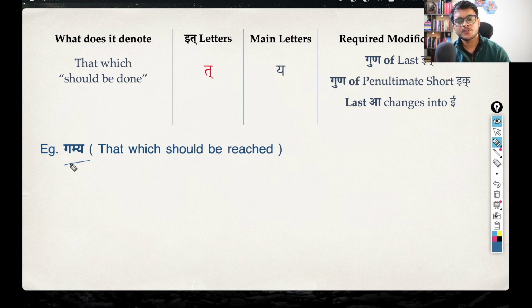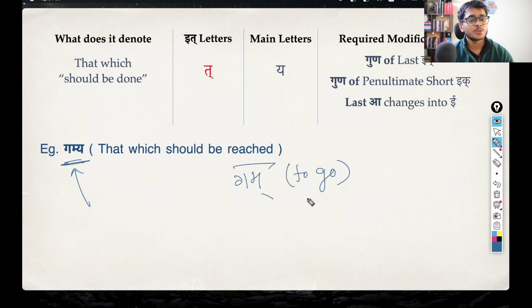Okay, and moving on, we see another pratipadika, gamya. Gamya means that which should be reached. Basically, this gamya is coming from, as you can already guess, the gam dhatu. And gam dhatu means to go, to go somewhere, to go someplace. And that is what we are getting from this word gamya: that which should be gone to. Basically, to properly rephrase it, that which should be reached. We can also think of this as that which should be attained.